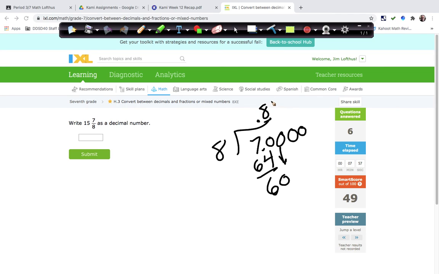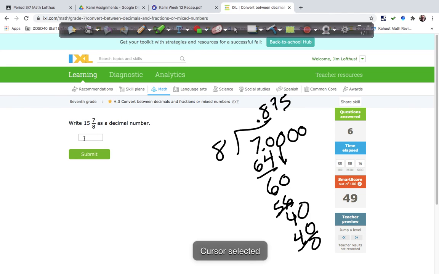Okay, 7 times 8 is 56. And 8 times 5 is 40. So that's zeroed out. Once you get there, you're done. So this is 875 thousandths. That's the decimal. Okay, 0.875, thousandths. And I forgot the 15. I would have gotten that wrong. So 15.875. We'll have this be our last one.